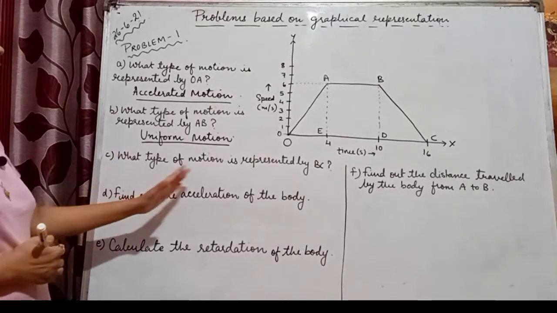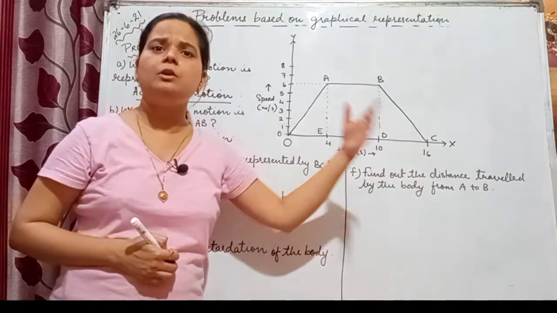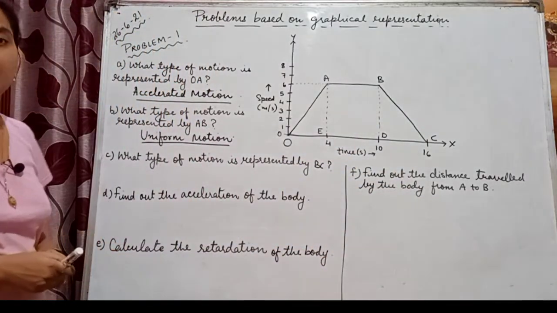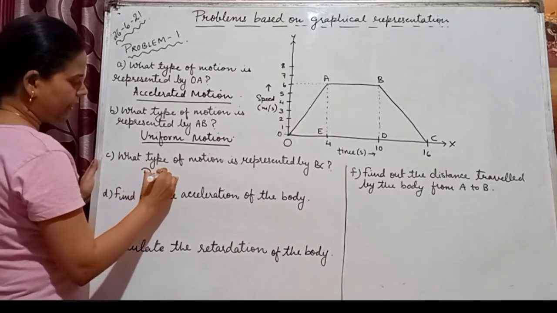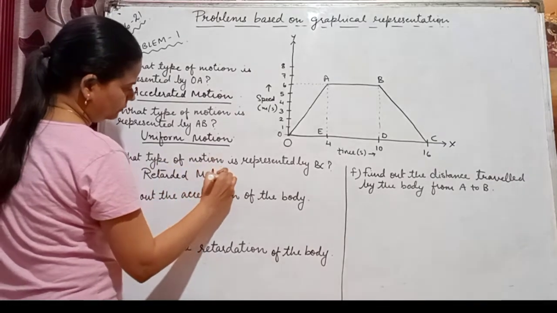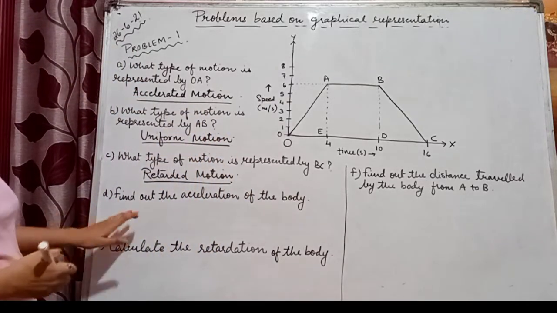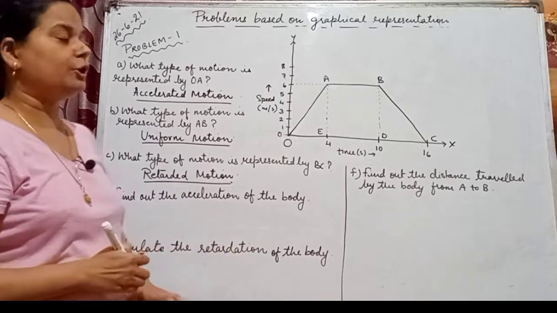Then what type of motion is represented by BC? BC, the graph is coming down straight in the form of a straight line. So that is the retarded motion. So we can say the motion is retarded motion. Then the next part is, find out the acceleration of the body.